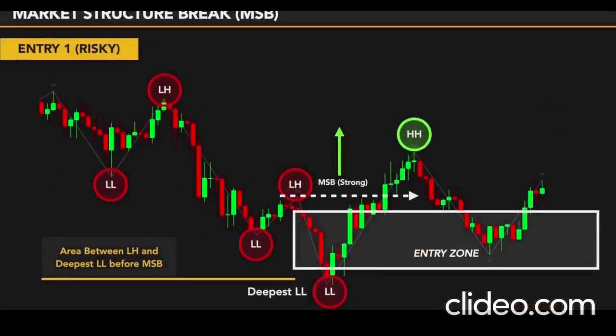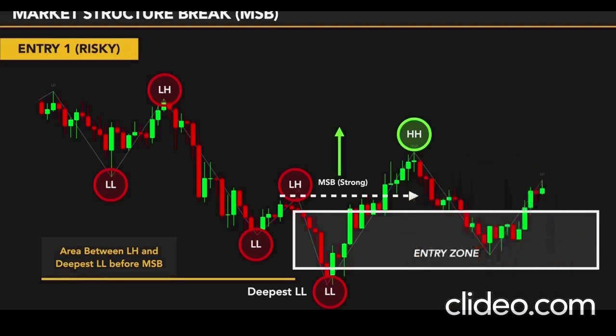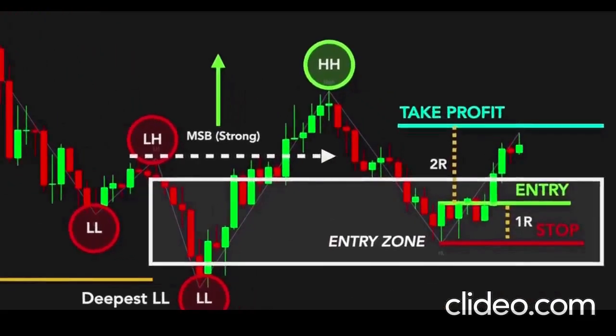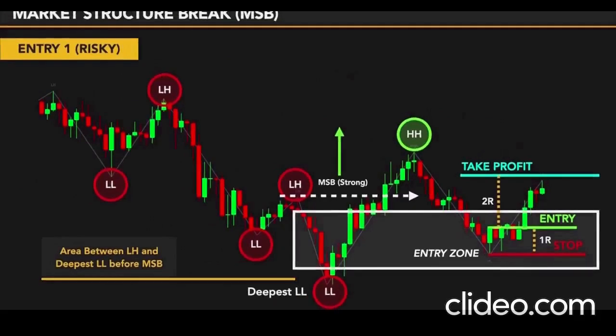Let's see the example. As you can see in this example, price pulls back to my entry zone right after a strong market structure break. Now checking for the pin bar and the next strong candle. I entered the trade with the bullish engulfing pattern. Don't worry, this video is about technical teaching. Next video will be full of trading examples.